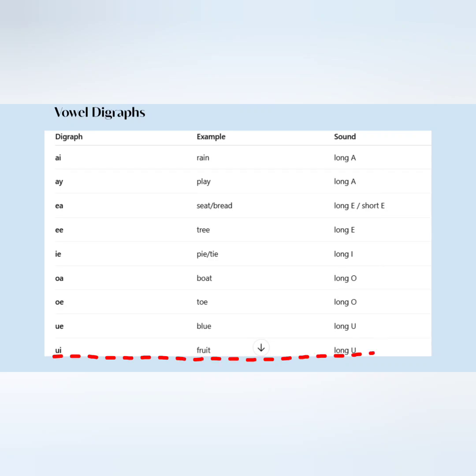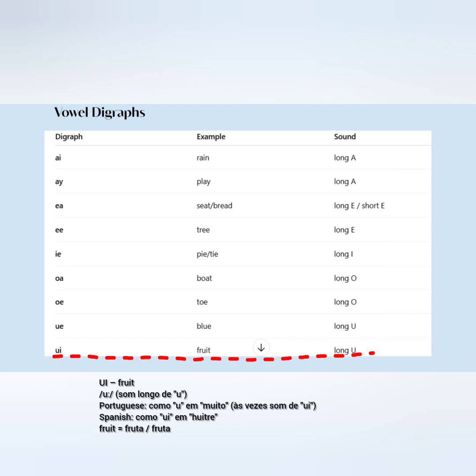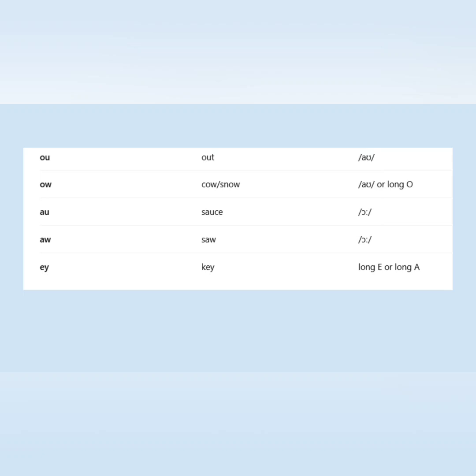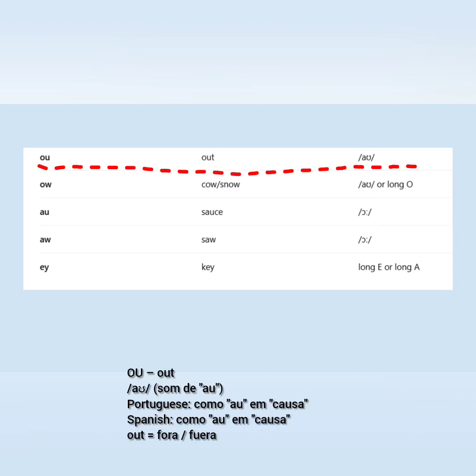Alright, so let's move on to UI. So, it's the same pronunciation as the UE digraph. Ooh, fruit. OU, ow. So it is not O pronounced and U silent. No, it has a different sound, which is ow, out.